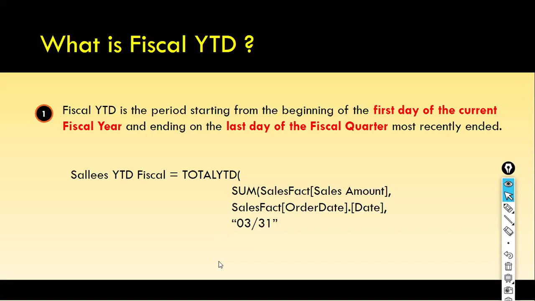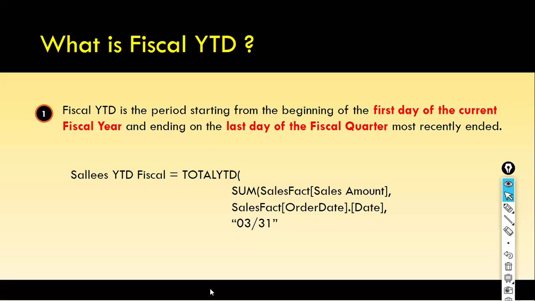What is the fiscal year to date? It is the period starting from the beginning of the first day of the current fiscal year. That means 1st April 2024 is the first day of the current fiscal year, and it will end on the last day of the fiscal quarter most recently ended. That means 31st March 2025 is the last day of the financial year. The financial year starts on 1st April 2024 and ends next year, 31st March.